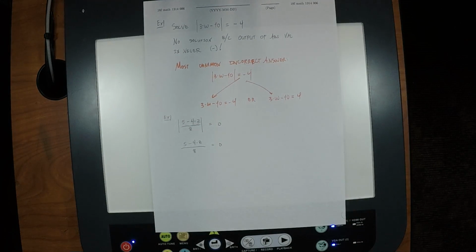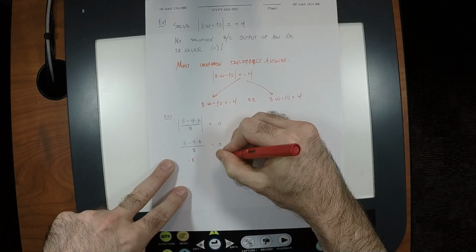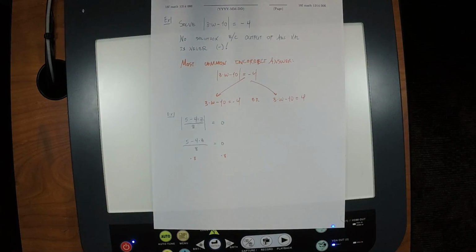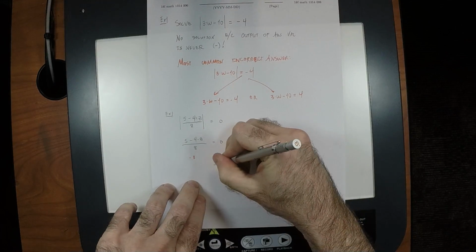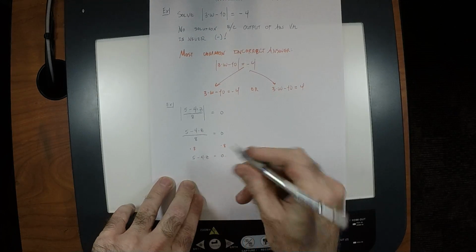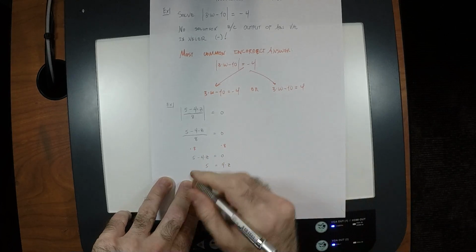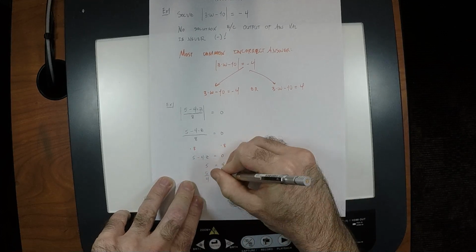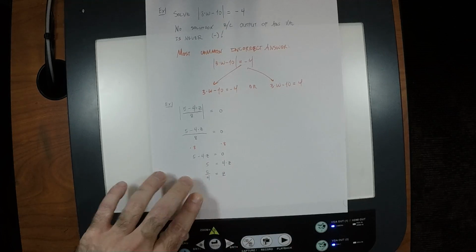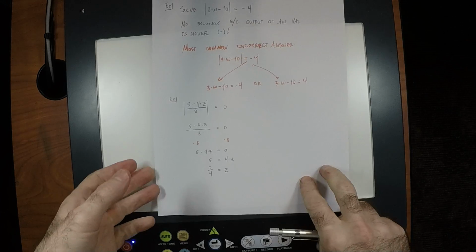Okay, so how do we go about solving that equation? Well, you multiply both sides by 8. Because if you multiply the left side by 8, that gets rid of the denominator. And 0 multiplied by 8 is just 0, so that's nice. 5 minus 4z. So 5 is 4z. And divide by 4, so 5/4 is z. Okay, any question about this one? All right.